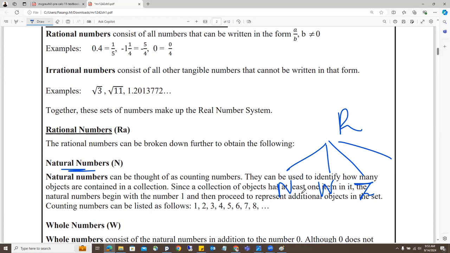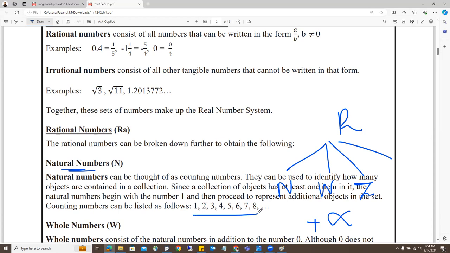Since a collection of objects has at least one item in it, the natural numbers begin with the number 1 and then proceed to represent additional objects in the sets. For example, as you said, all the natural numbers are exactly the counting numbers. That means starting from 1, we can count until infinity. And those are the natural numbers.